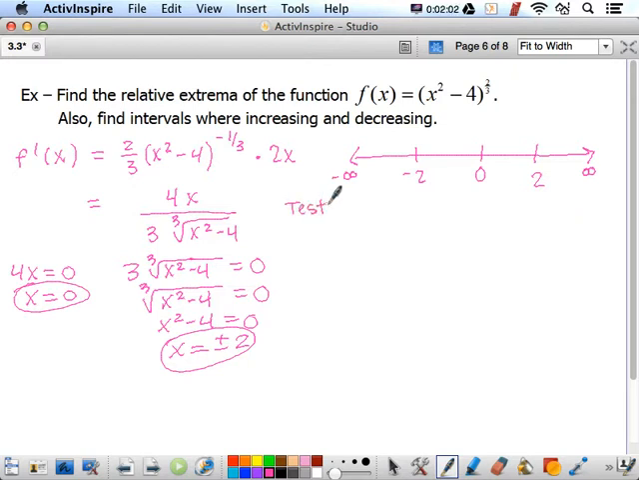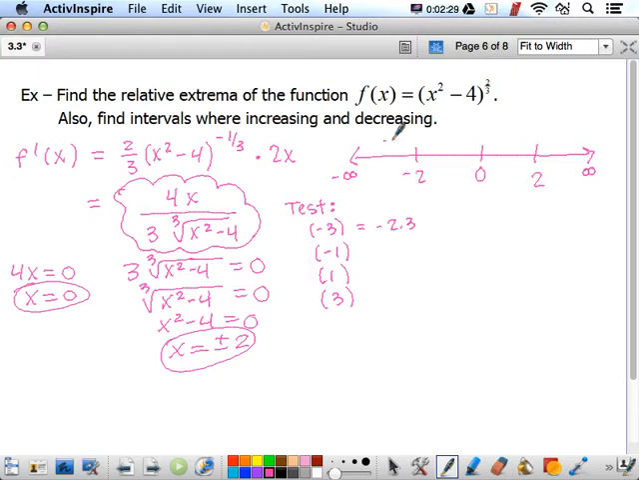So we'll make a test. We'll do -3. How about -1, +1, and +3? So we'll pause right here and let everybody do their tests themselves and make sure we all get the same intervals for increasing and decreasing. So when we substitute -3 into the derivative right here, I got -2.3. Did you guys get that?